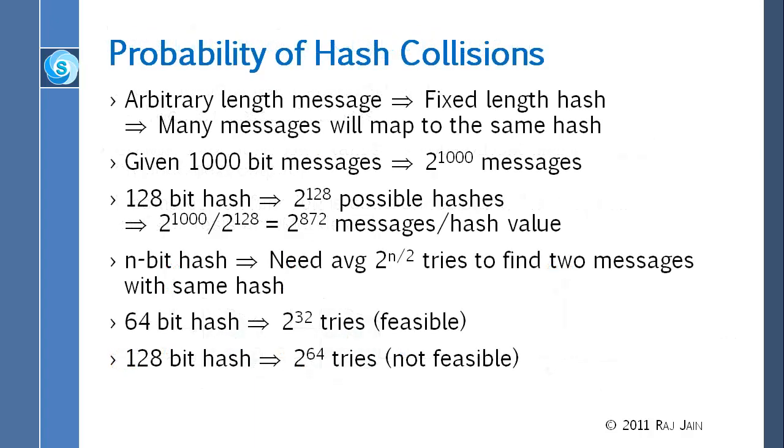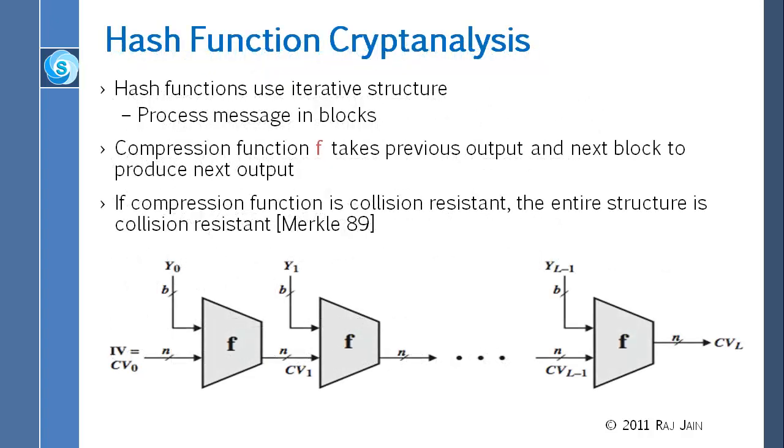I think we finished everything on the previous slide. A 64-bit hash is feasible to break today, so that's why we don't use it. 128-bit is not feasible today, so that's what we use today. I mean, that is what we talk about as possible or not possible. So hash functions use an iterative structure. Most hash functions are several rounds.